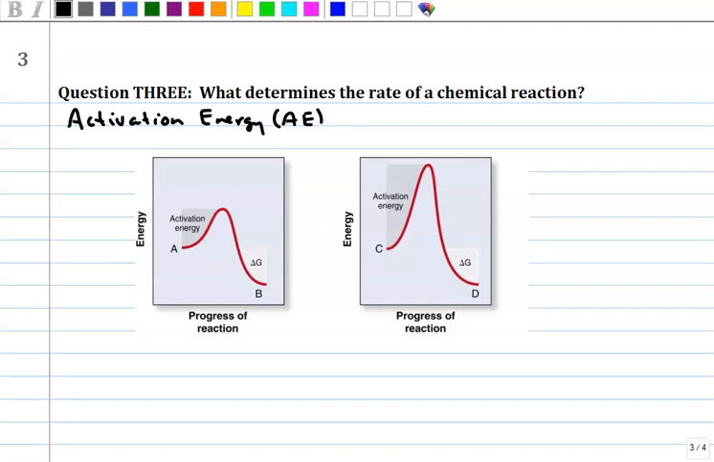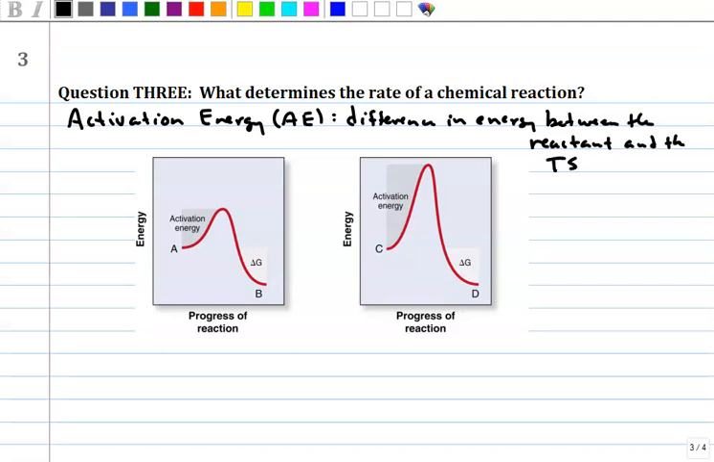How are you going to determine what the activation energy is of a reaction? You need a reaction diagram or coordinate that you will be given. The definition of activation energy is the following. It's the difference in energy between the reactant of a chemical reaction and the transition state of the reaction. Again, TS equals transition state.